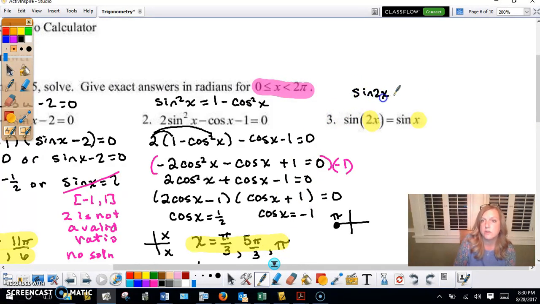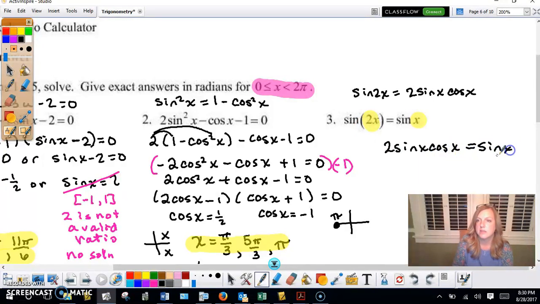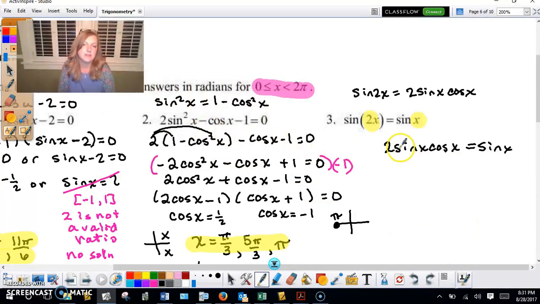Sine of 2x is 2 sine x cosine x. So we want to substitute that in for the sine of 2x: 2 sine x cosine x equals sine x. Now we do not want to fall into the temptation to divide out the sine of x. The reason is because it's a variable, and you are introducing a restriction that says I'm dividing out sine of x, which means sine of x cannot equal 0. So you're introducing a restriction that is not a restriction. Whenever you have that temptation, you need to resist it.